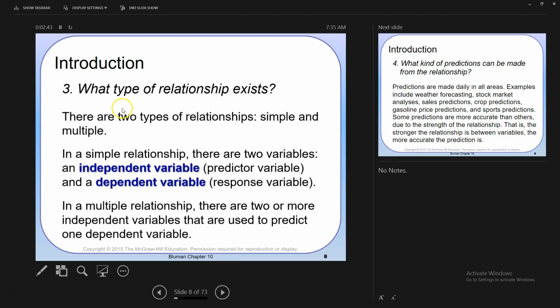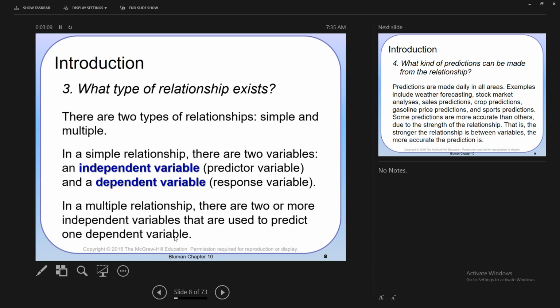The other thing as far as the type of the relationship that exists is you can have simple and multiple relationships. Multiple is where you have two or more independent variables that are used to predict a dependent variable. Again, we aren't going to do that. That's where more than one thing affects an output, and that can happen with almost any data.